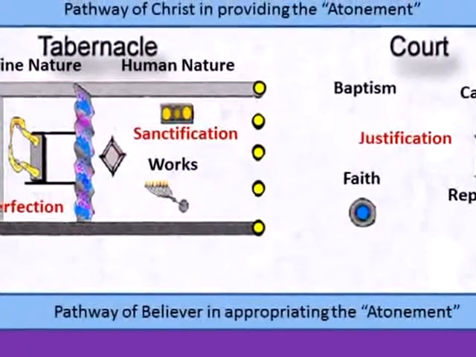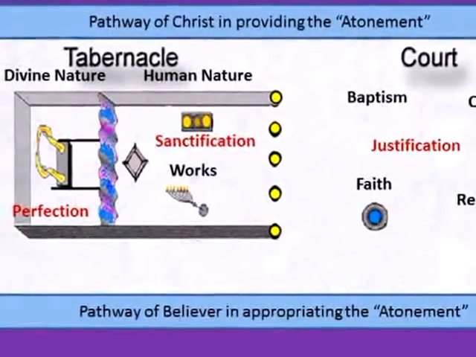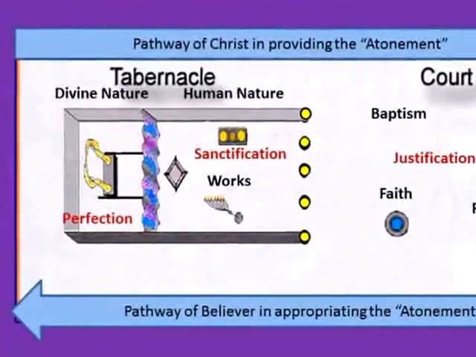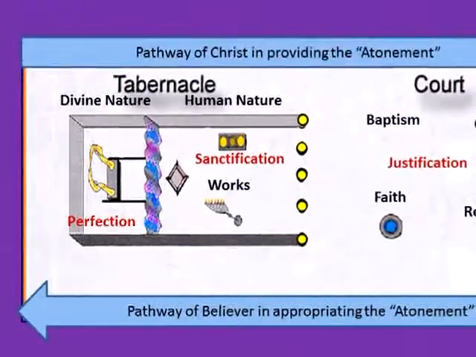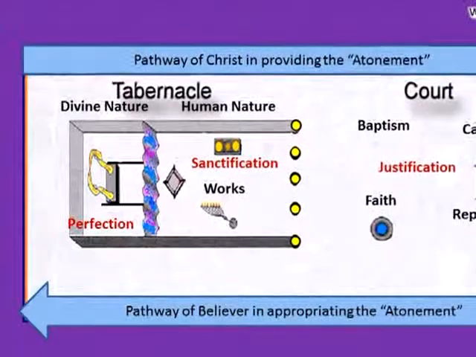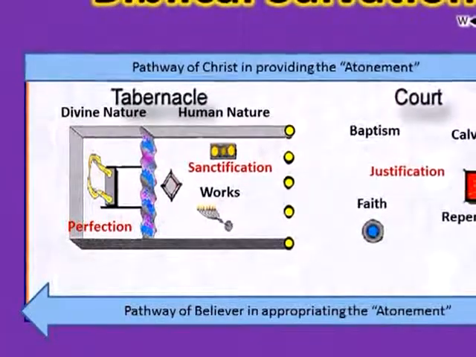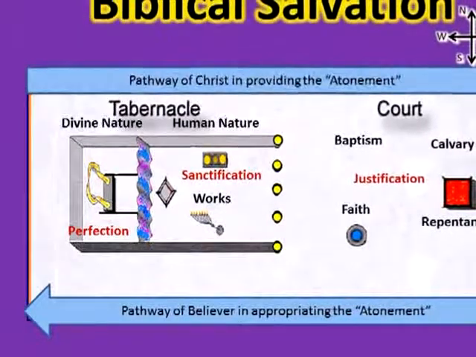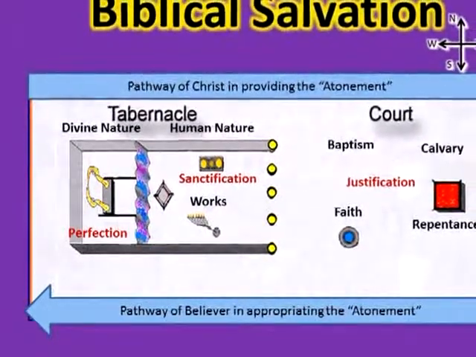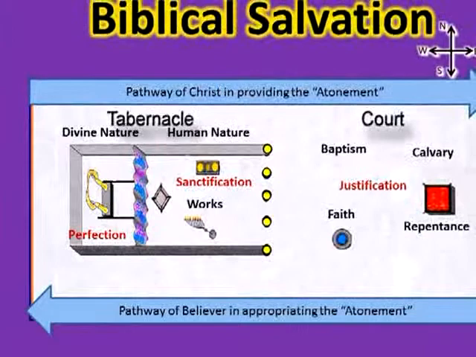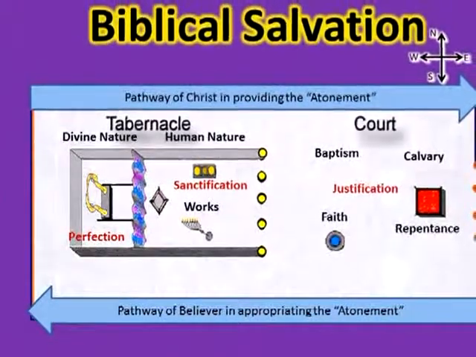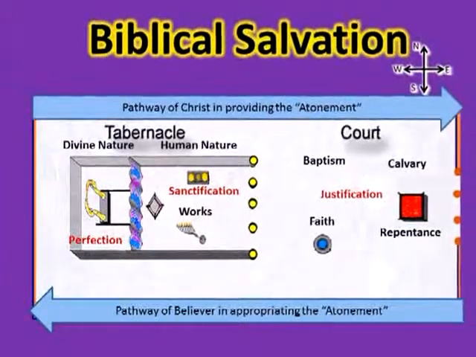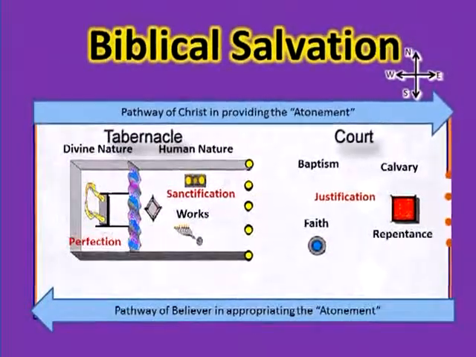The holy place represents our sanctification process. It's the work of a lifetime. It's a day-by-day process. And the most holy place represents perfection or glorification. That's when we're finally restored back to God's kingdom in heaven. So here you see the pathway of the believer in appropriating the atonement that Christ provided for us. So notice that there's a path both directions.